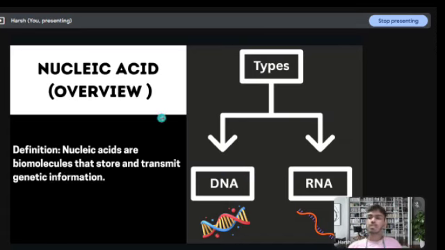So, what is the overview? First of all, the definition: nucleic acid is a biomolecule. Again, as I said prior, it stores and transmits the genetic information. It is a very important type of biomolecule as it has the genetic codes for a particular protein which is going to form. Nucleic acids have a relation with proteins, as these codes are further taken and converted into a protein through amino acids.